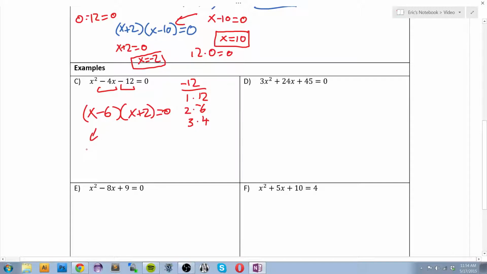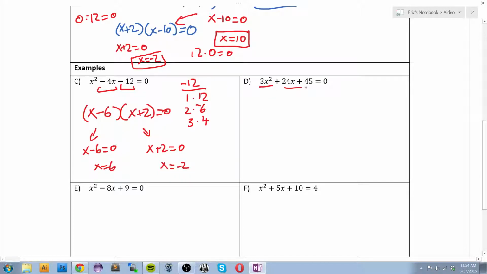And now the zero product property is telling me, all right, if x minus 6 is 0, that means that x should be 6. And we actually just did this one a moment ago. If x plus 2 is 0, that would mean that x has to be negative 2. So there we go. We factored it. We looked at each individual factor and used the zero product property.